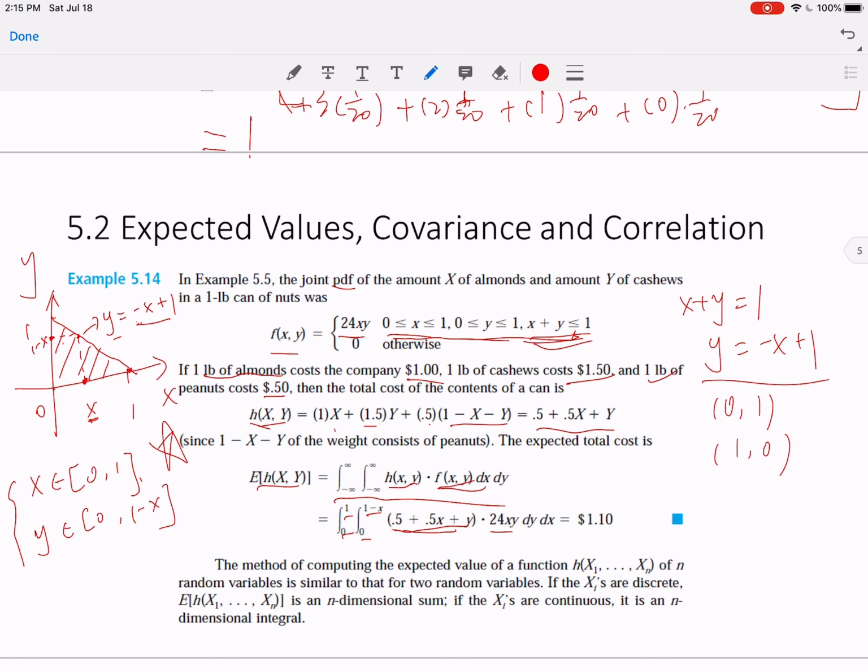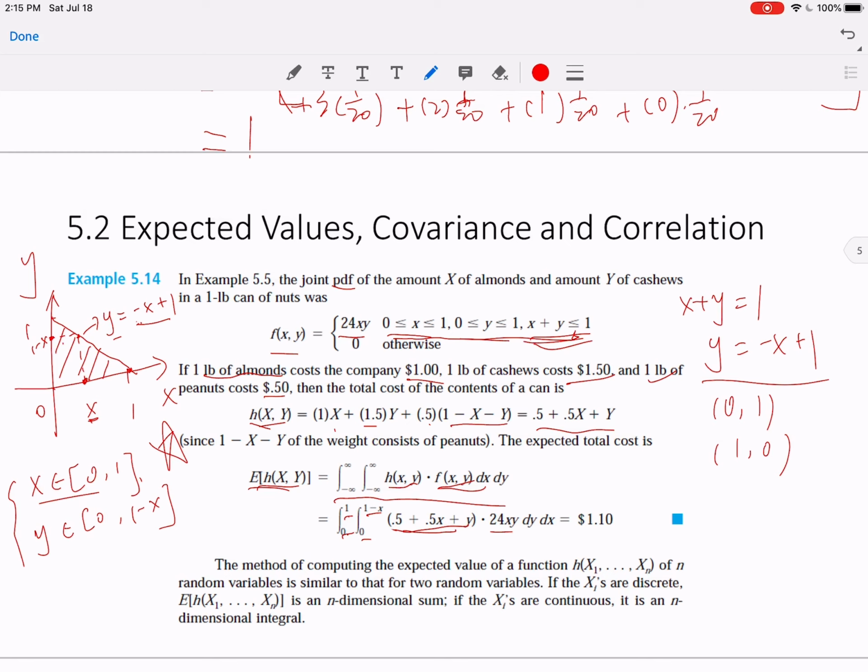Once we have that, if we want to find the expected value of h of x, y, we just need to plug in the specific intervals for both x and y. Since we fixed x, it goes from 0 to 1, and then the interval of y is going to be from 0 to 1 minus x. And then we bring the specific expressions of h of x, y and f of x, y back into here.